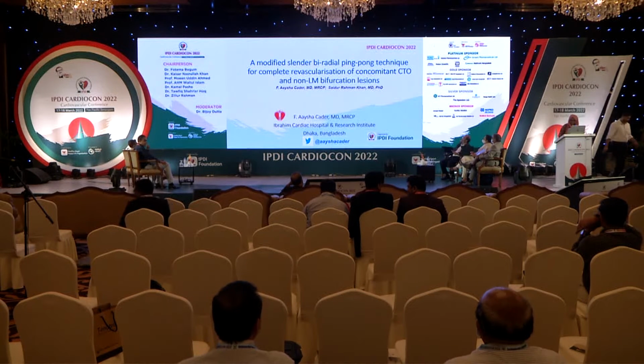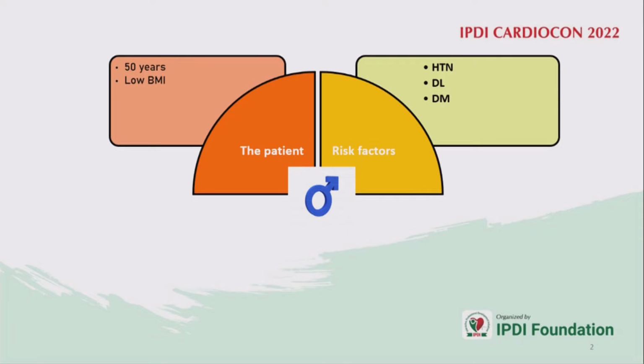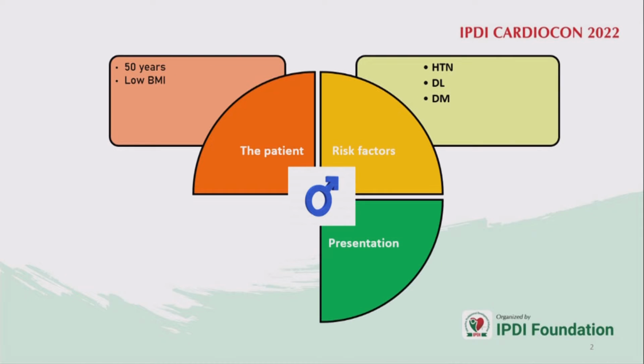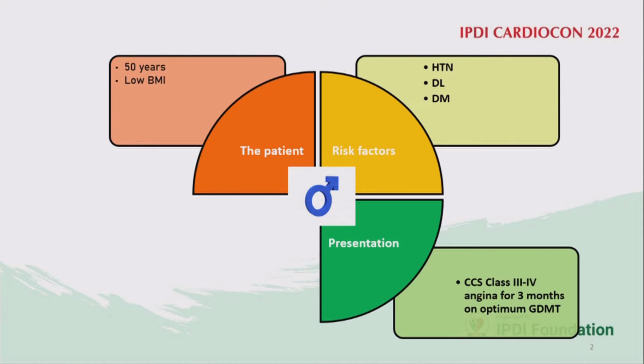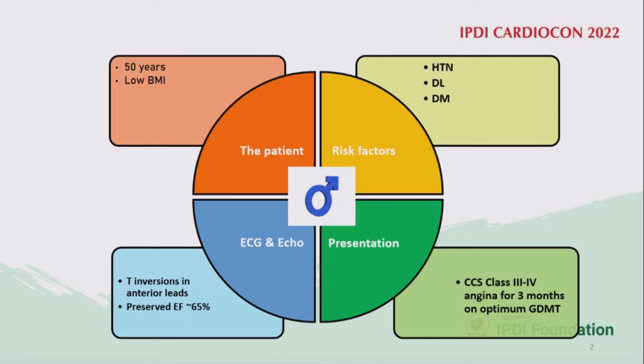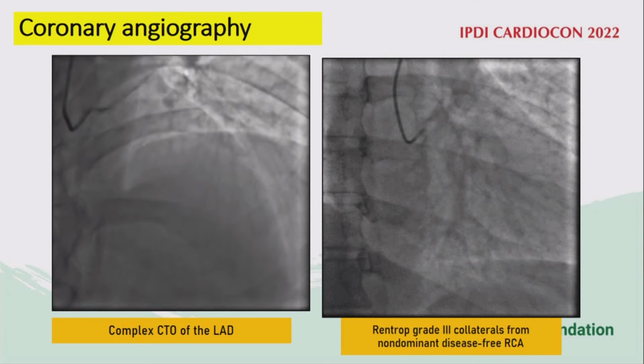I'd like to show an innovative application of the ping-pong technique that was performed at our center. This patient was a 50-year-old gentleman with low BMI. That is relevant later on in the case. He was hypertensive, dyslipidemic, and diabetic, which is also relevant later on, and presented with CCS class 3 to 4 angina for 3 months on optimum GDMT. ECG had a few T inversions on the anterior leads, and he had a preserved ejection fraction.